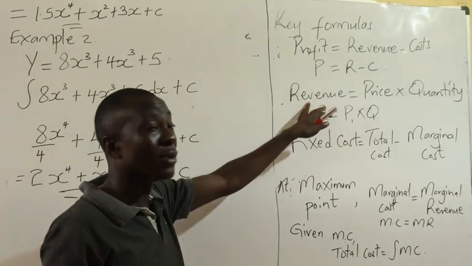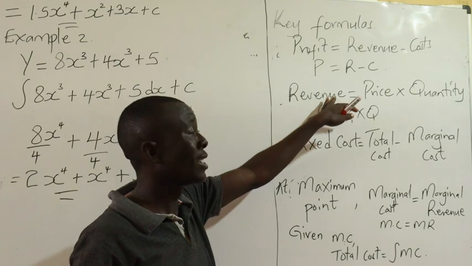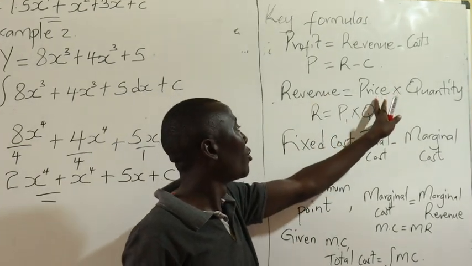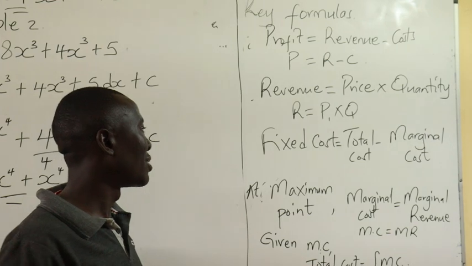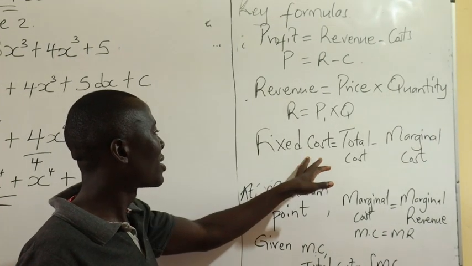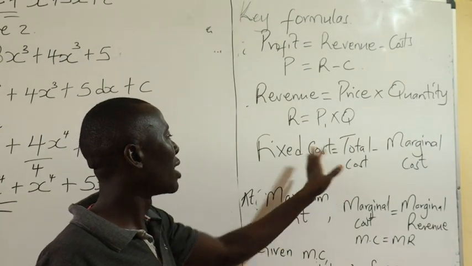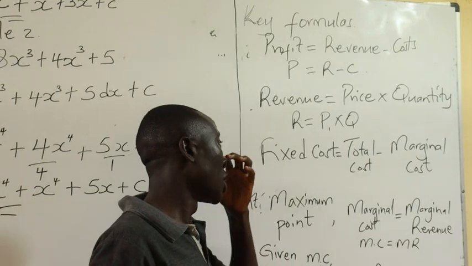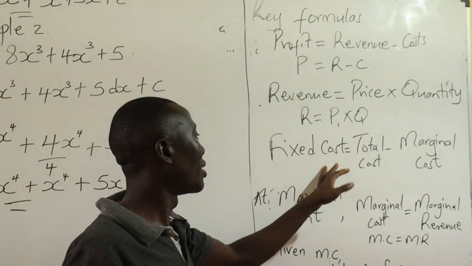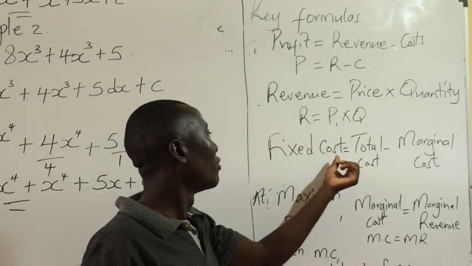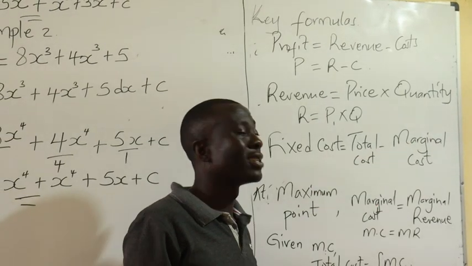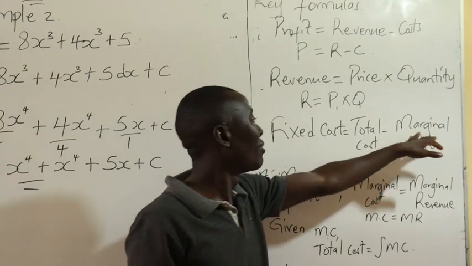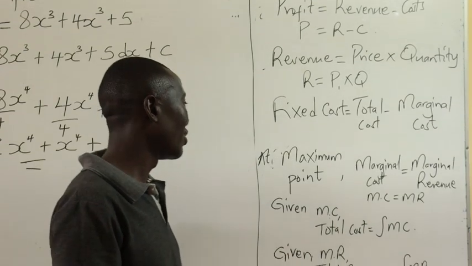How do we find revenue? This is the amount we generate from the sales, and basically we multiply the price times the quantity of commodities that we are selling. And costs are also divided into two. We have fixed costs and we have marginal costs. When we want to find the fixed cost, we take the total cost, then less marginal cost. Normally we call them variable costs in our day-to-day activities.